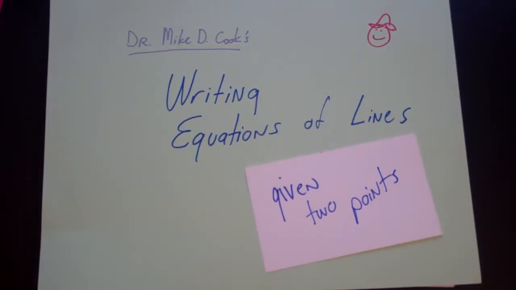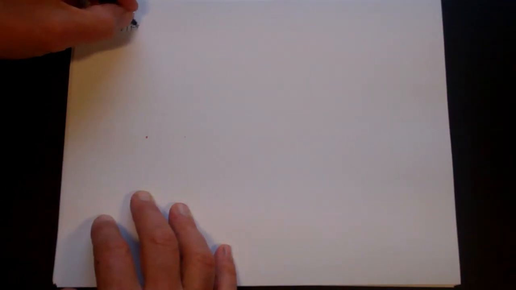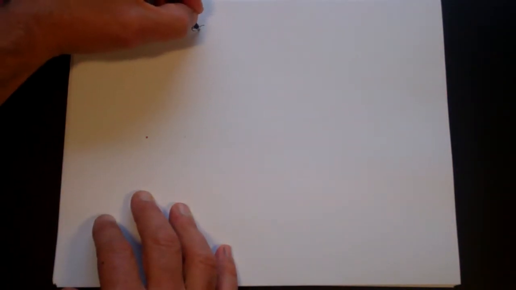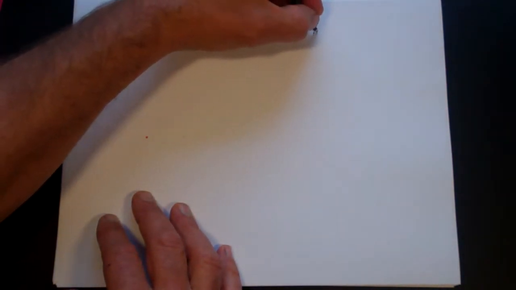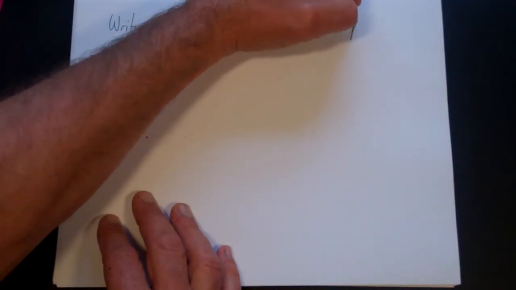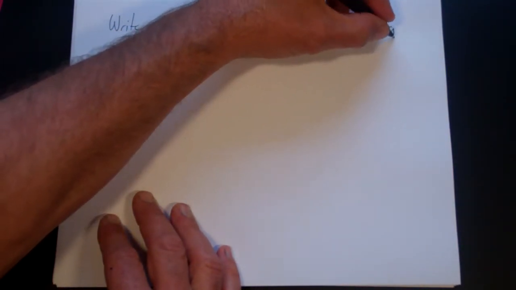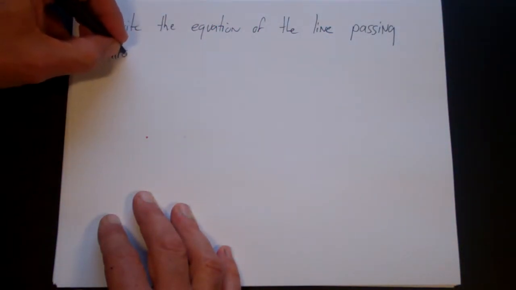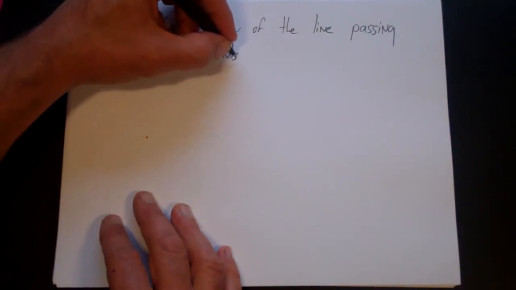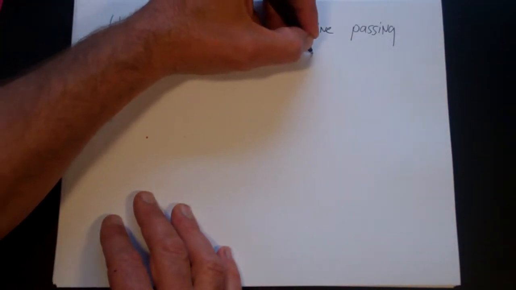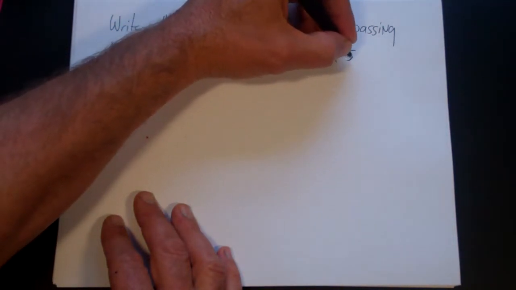Now let's look at the problem of writing equations of lines given 2 points. So an example problem might just say: write the equation of the line passing through the points (10, 2) and (-5, -7).